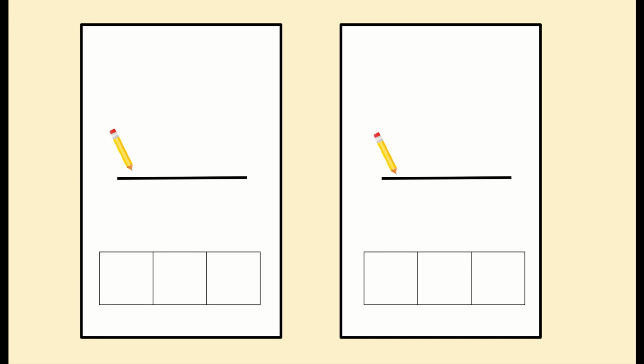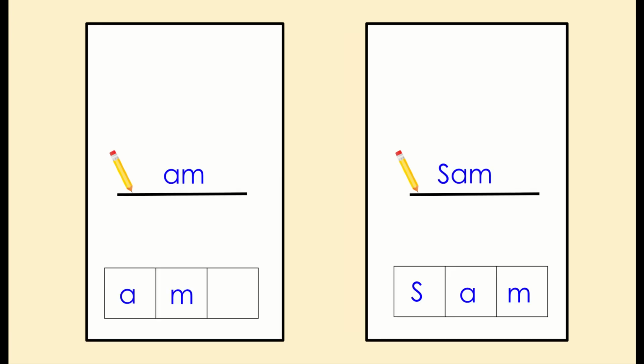Now let's check to see how you did. For am, you should have written the letters A, M, am. For the word Sam, you should have written the letters S-A-M, Sam. Sam begins with a capital S because it is a name, and all names begin with capital letters. How did you do today? Well, this is the end of lesson 2.